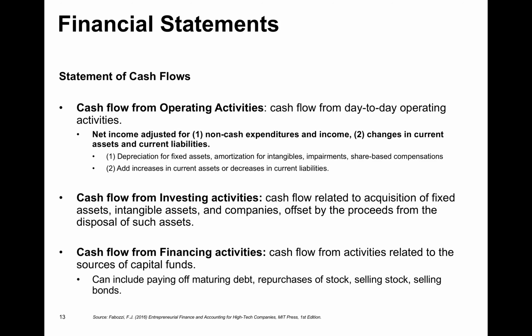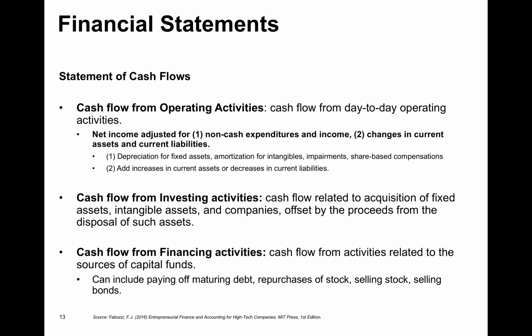I'll briefly explain each of them. Cash flow from operating activities. This is the cash flow from day-to-day operating activities. How to calculate this? We get the net income and then we have to adjust for non-cash expenditures and income and changes in current assets and current liabilities. This is to capture this working capital that we need. This is a concept that might need more attention and you might need to check some of the definitions. In the next sessions we will also touch upon this again.